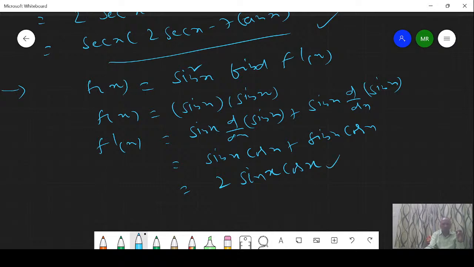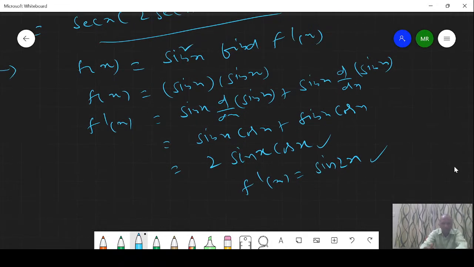So you can stop here. Otherwise we can also write, if you want, f dash of x is equal to sin 2x. Correct? 2 sin x cos x, sin 2x. Derivative of sin square x is 2 sin x cos x, or you can write sin 2x. If you do not remember this, you can stop here. But always you should remember 2 sin x cos x is nothing but sin 2x. F dash x equal to sin 2x. Correct? That you should not forget.